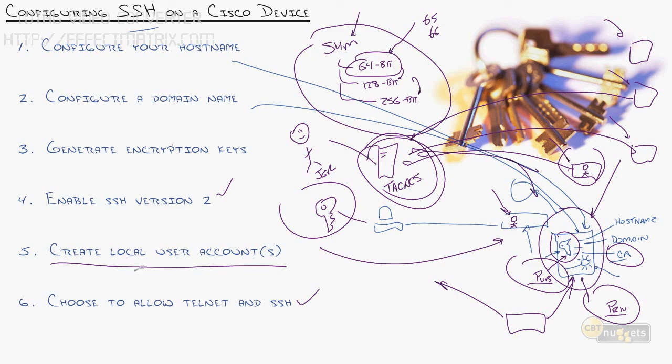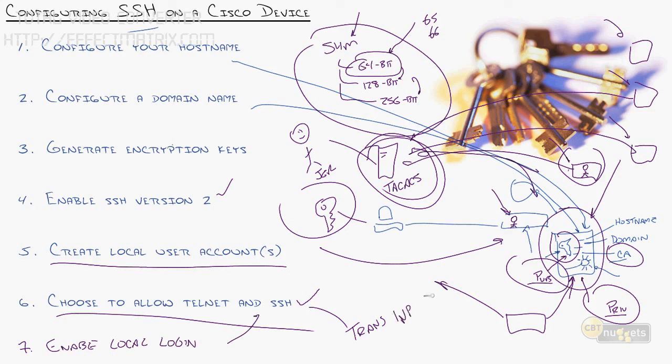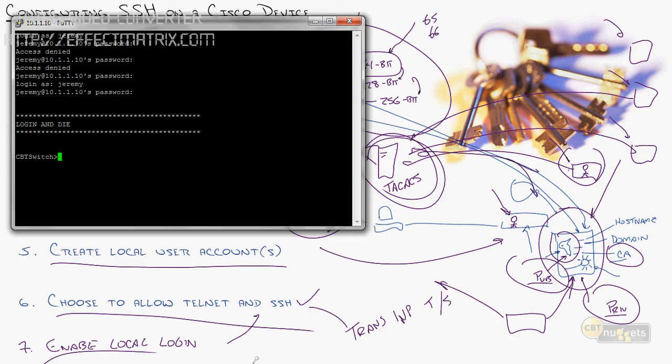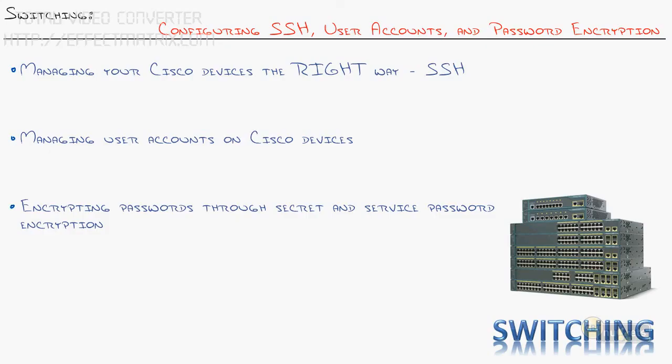So create the user. So choose to allow telnet and SSH. That was the transport input. And then also enable local login. I guess I could just group that under that one statement. So transport input telnet/SSH, if we want to do that, and then enable the local login so that it uses the local user database. All right, so there is SSH in all its glory.